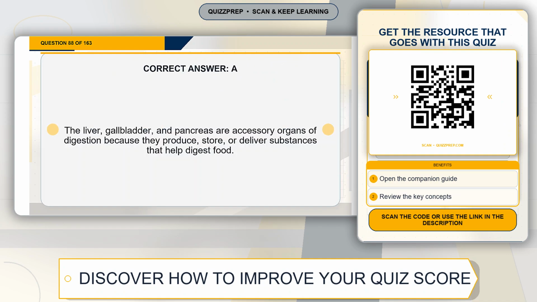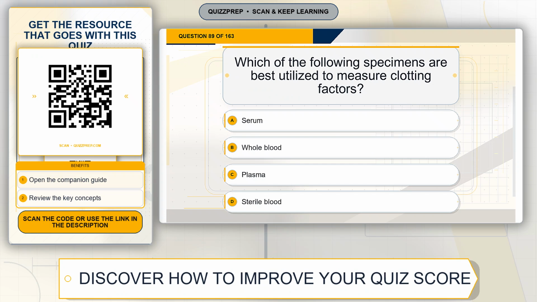Explanation. The liver, gallbladder, and pancreas are accessory organs of digestion because they produce, store, or deliver substances that help digest food. Question 89. Which of the following specimens are best utilized to measure clotting factors?